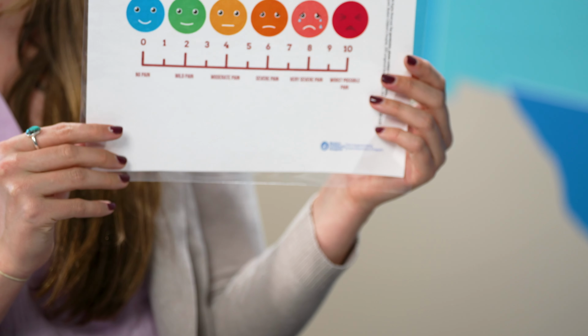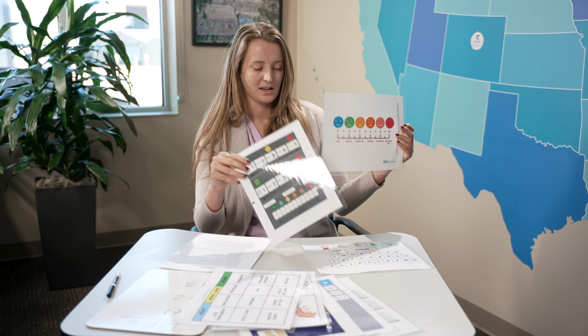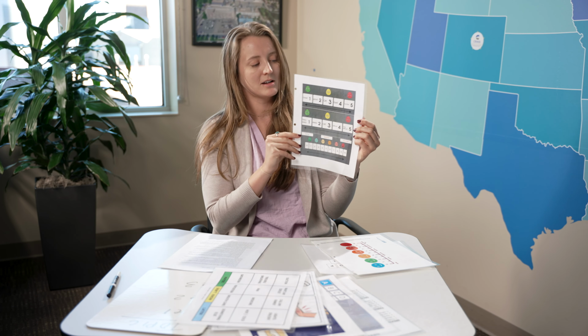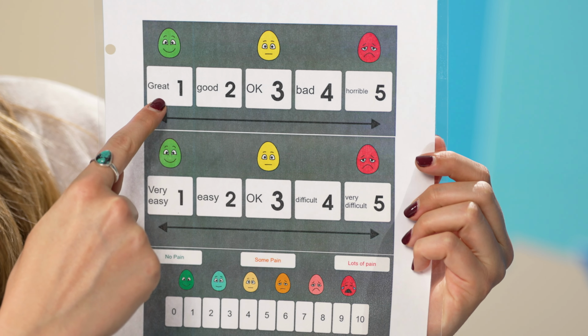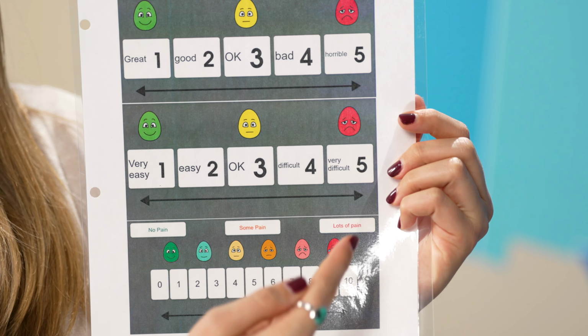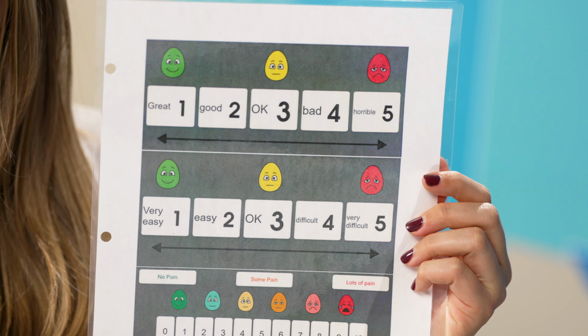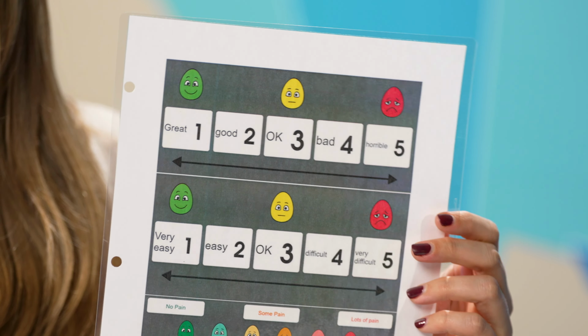We're often using rating scales like this one. This is your general pain rating scale from 1 to 10. And we're also using rating scales for things other than pain. For example, this one has a scale from great to horrible and from very easy to very difficult. These rating scales are a great alternative to just asking yes or no or other binary questions.